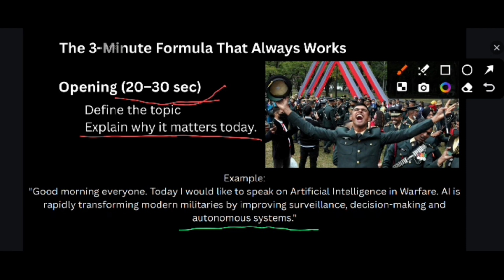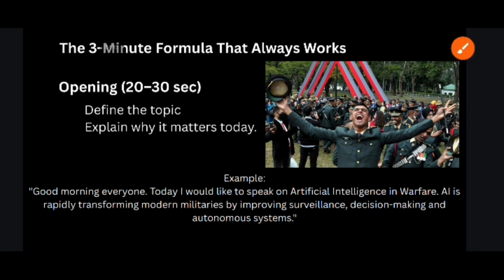So you have to be prepared like that. You have to give your opening introduction in this way. Now we are done with our introduction. Now let's move forward to the body of the lecture.